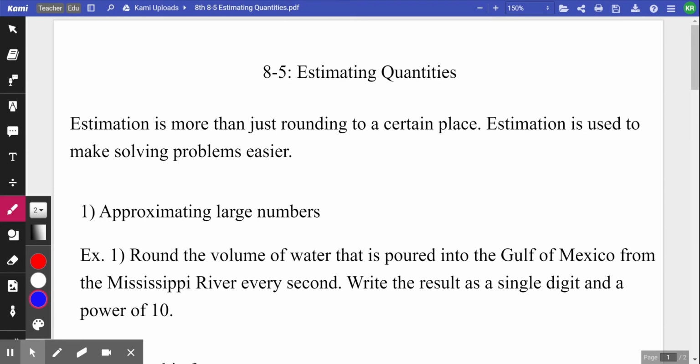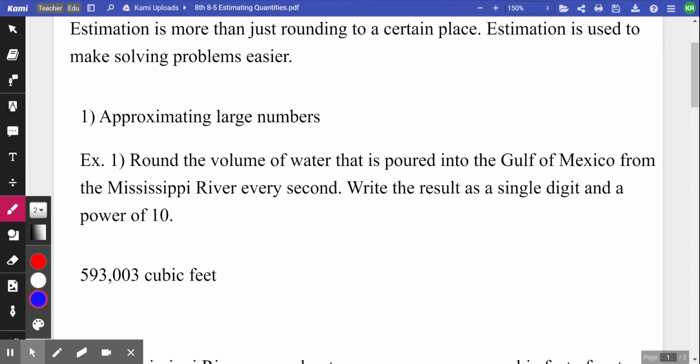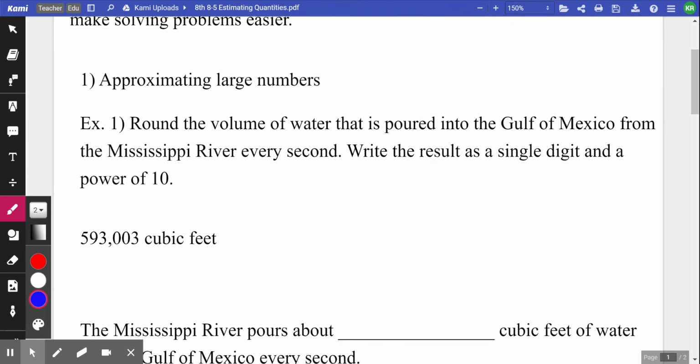All right, so started on the wrong spot. For 8-5, estimating quantities, right? Estimation is more than just rounding to a certain place, right? So estimation is used to make solving problems easier. So we would use estimation or approximation for large numbers.